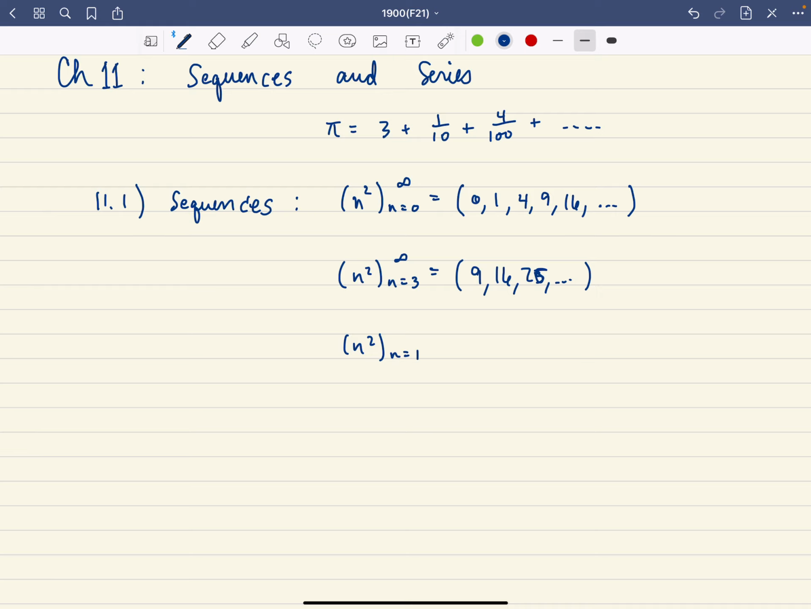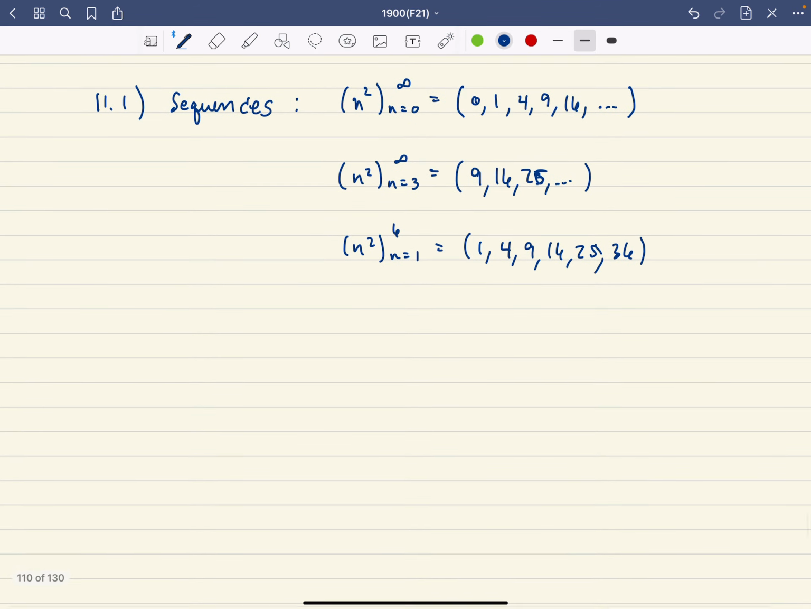We could talk about the squares between 1 and 6. So this would be 1 squared, 2 squared, 3 squared, 4 squared, 5 squared, 6 squared. All right, and here's a sequence with exactly 6 values on it. Now, it turns out the interesting sequences are going to be the infinite ones, and that's what we'll talk about. But that's sequences in a nutshell, okay?